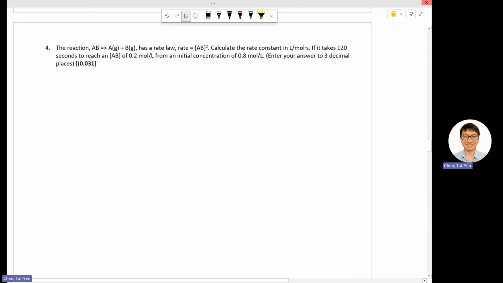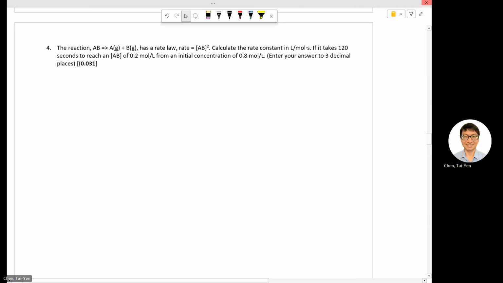Okay, so let's finish question number 4 and we'll call it a day. The reaction AB becomes A plus B and has a rate law of rate equal to [AB] to the second power. Calculate the rate constant if it takes 120 seconds to reach [AB] of 0.2 M from the initial concentration of 0.8 M.